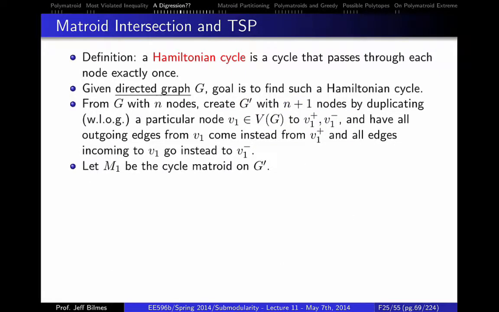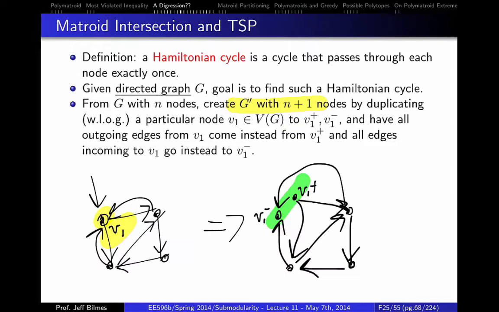So now let's define some matroids on this new graph. So we've got this new graph. Basically, you can see that a Hamiltonian cycle exists in the new graph if we can start from V1 plus, go around the graph, and then end up in V1 minus. Right? It's an equivalent condition. Because if a Hamiltonian cycle exists, then we would start at V1 and end at V1. Here we're just sort of breaking it into two things, sort of a directed graph.